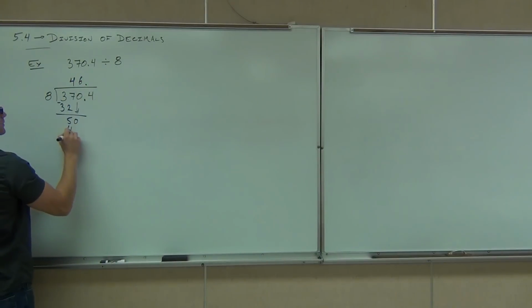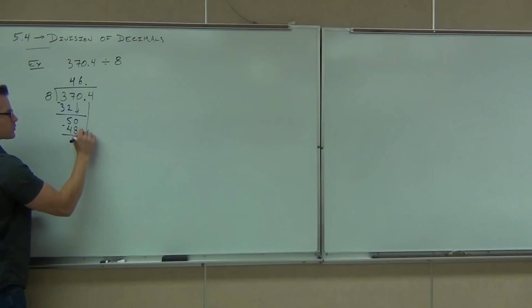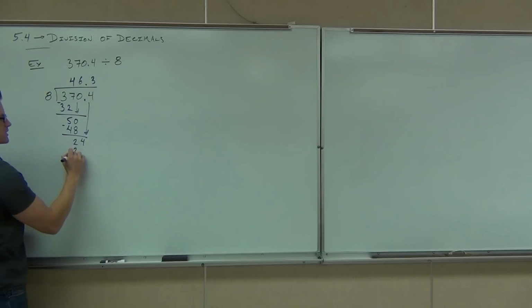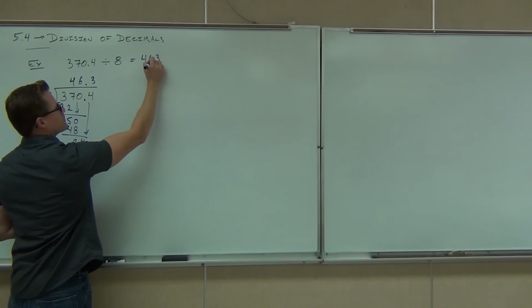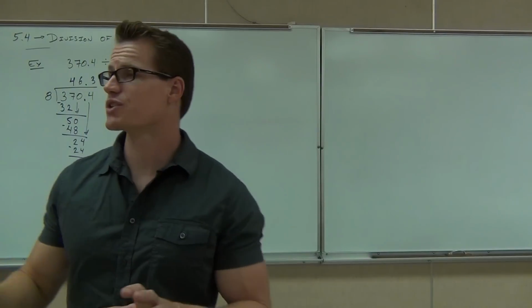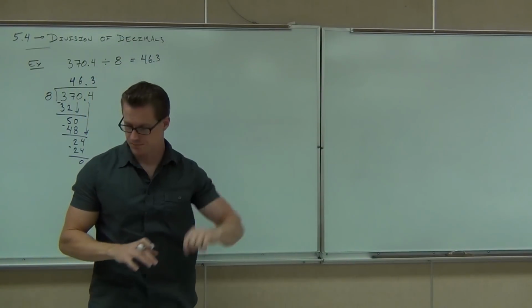40. We'd subtract, we'll get 2. Again, we'll bring down that 4. Goes in how many times? 3. We're going to double check to make sure we don't have a remainder. Our answer is, that's it, 46.3. So, dividing decimals works just the same as whole numbers as long as you remember that that decimal place needs to be carried up into the quotient.